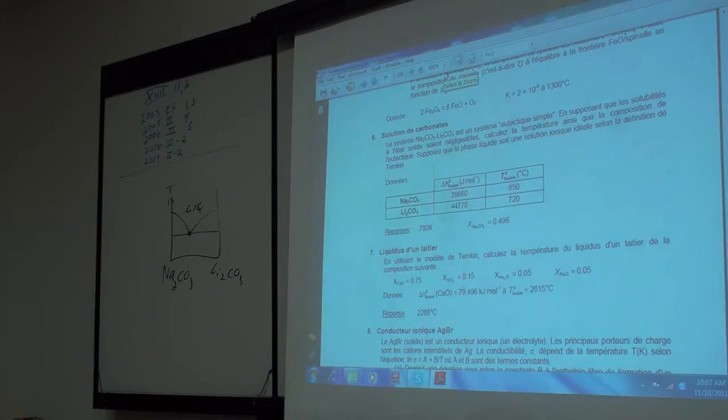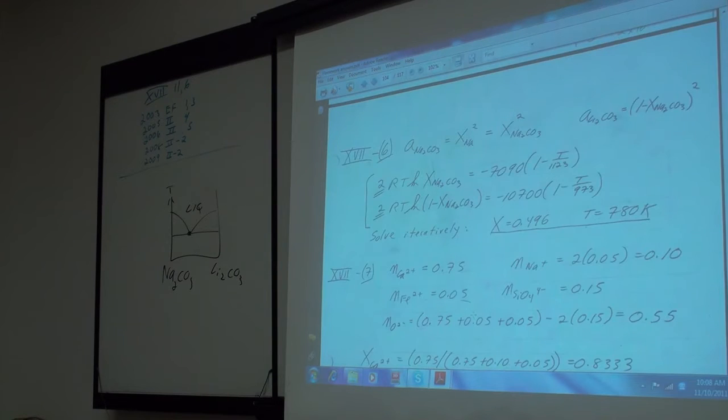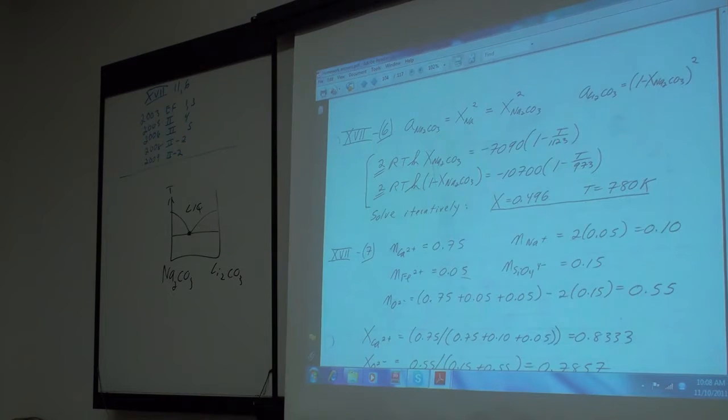An ideal Temkin solution in the liquid state is one where, as I said, the cations mix randomly on their lattice and the anions mix randomly on their lattice. And the ratio of the lattice sites is given by the ratio of the number of positive and negative ions. So if we're going to solve this, then remember the activity of sodium carbonate now is the mole fraction of sodium squared times the mole fraction of sodium carbonate. Or maybe another way, if you want to look at this, is let's do it differently from this.